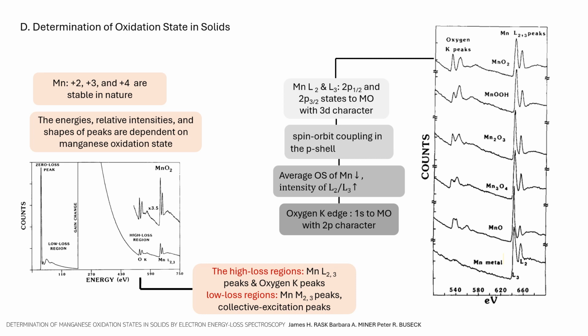The high loss region contains the L2 and L3 peaks of manganese and the K peak of oxygen, and the low loss region contains the M23 peaks of the manganese. Like in this case, if we observe the spectra, then we can easily see that as the average oxidation state decreases, the intensity ratio of L2 and L3 peak increases, and both the peaks tend to shift to a lower energy also. So from this we can easily determine the oxidation states of manganese.